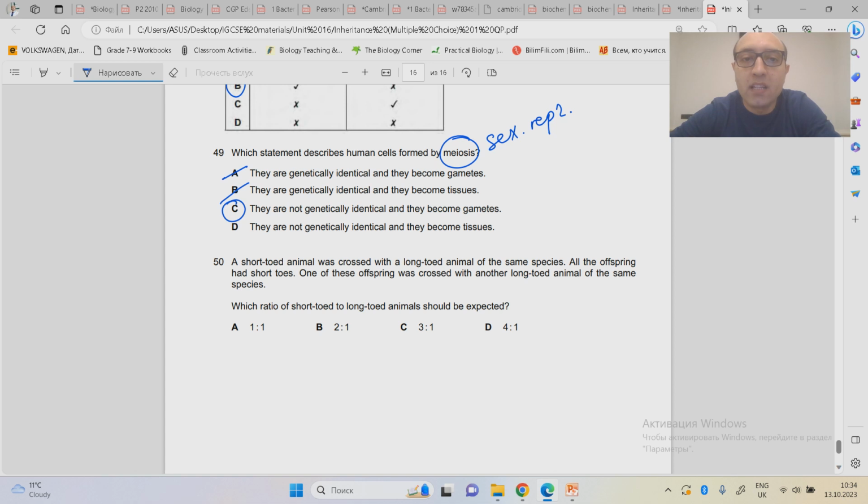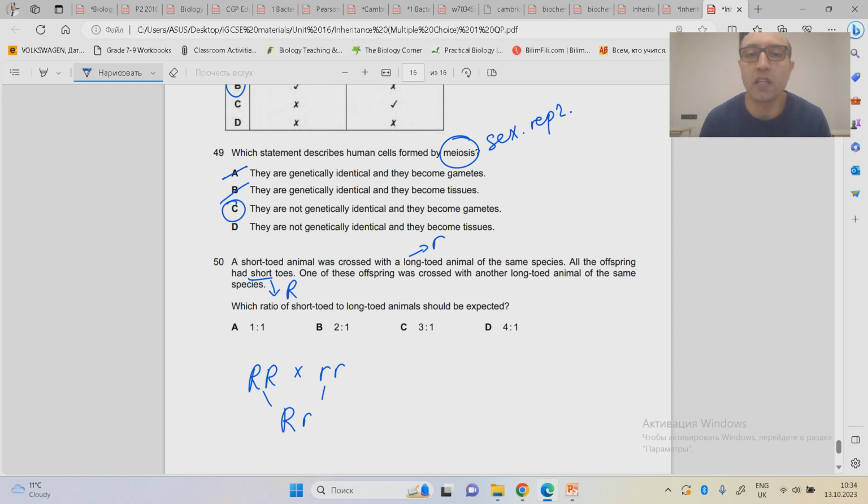A short-toed animal was crossed with a long-toed animal of the same species, and all the offspring had short toes. So guys, short toe is the dominant feature. Let's use again capital R for short toe. Long toe in here will be small r. Let's go by the second sentence. So the short-toed animal is capital R, you are crossing it with small r, and all the offspring will be capital R, small r.